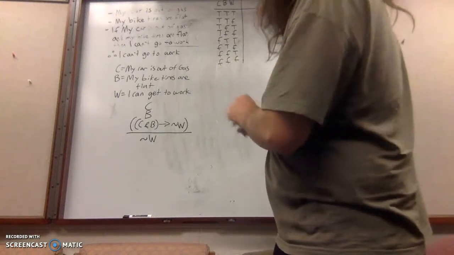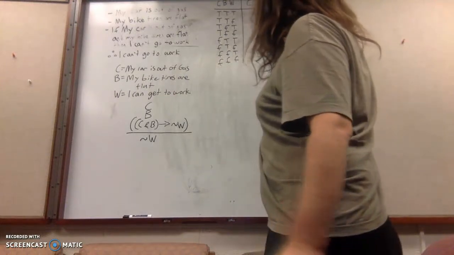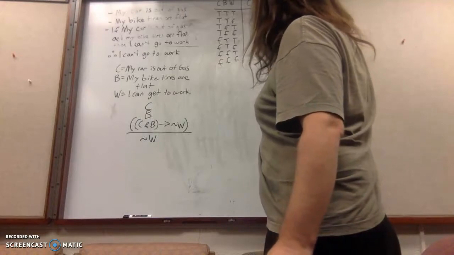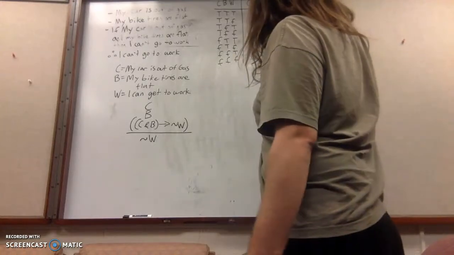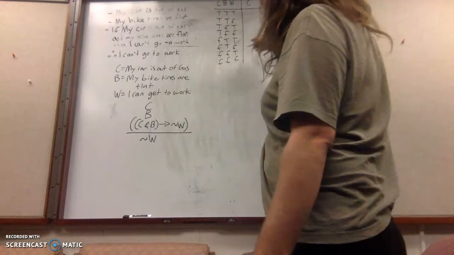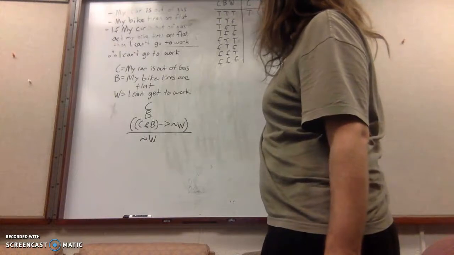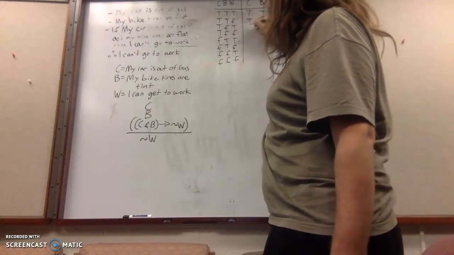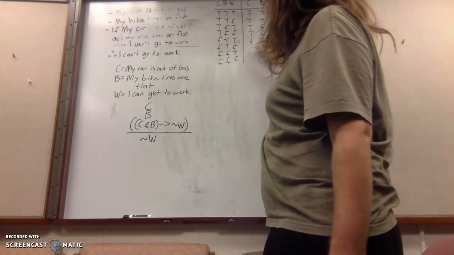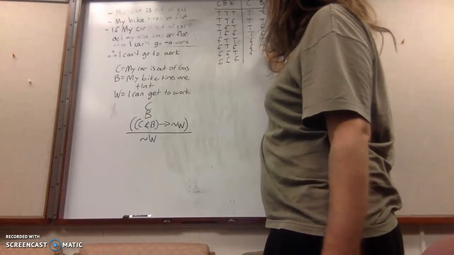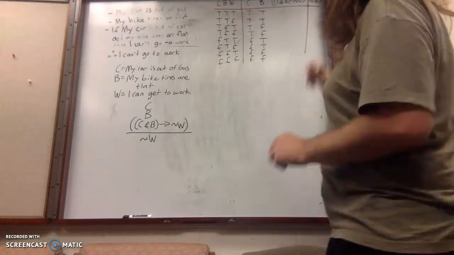Now we put in the premises: C, B, and if C and B, then not W. And then finally we have the conclusion, which is the negation of W. For these two premises, we literally just copy. True, true, true, true, true, false, false, false, true, false, true, false, false, and false, false. Great, easy enough.